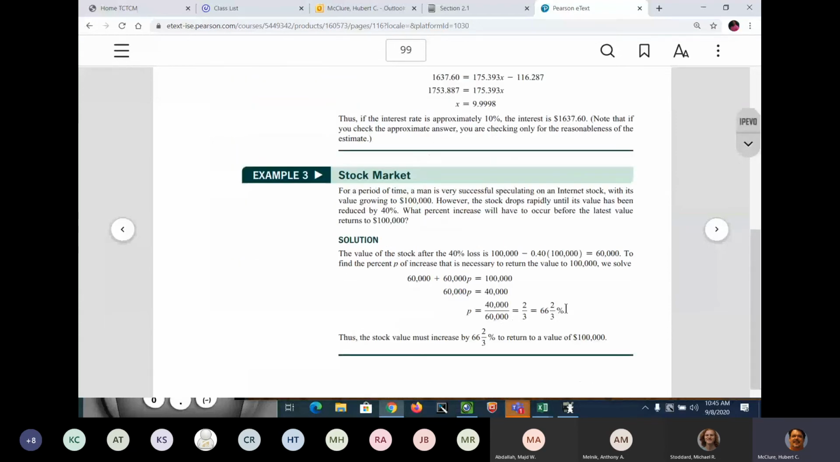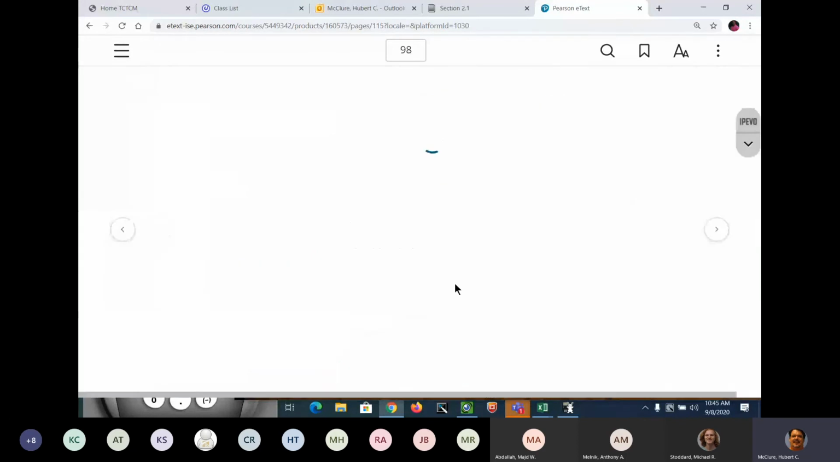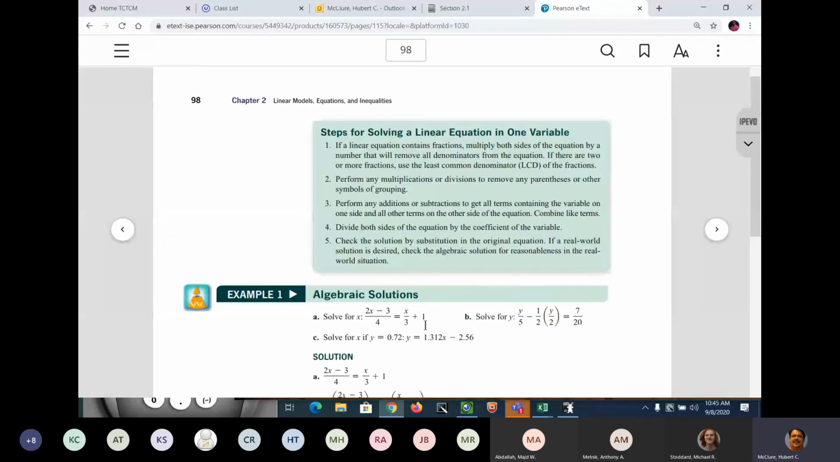So let's go ahead and take a look at this example right here. And the reason I want to look at this one is it is a fraction, and most of y'all will shut down during a fraction, so that's nothing unusual. So here we go with (2x minus 3) over 4 equals x over 3 plus 1.